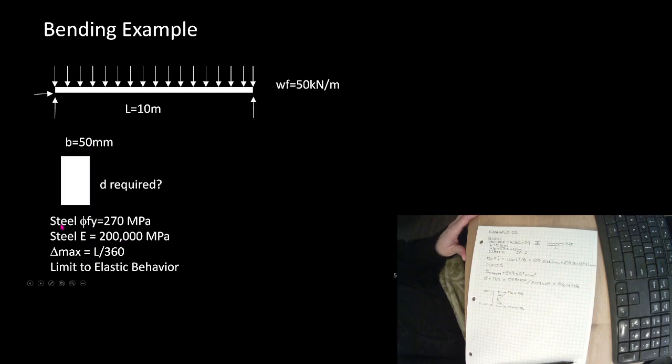They've told us that the steel capacity is the reduction factor times Fy, so they've already done it for us, is 270 MPa. The steel has an E of 200,000 MPa. There's a maximum deflection limit of L divided by 360. We want to limit behavior to elastic behavior, so we're talking about S as our shape property that we're going to use. So we want to know how deep this beam needs to be. Remember, we did one similar to this with axial loads last week.